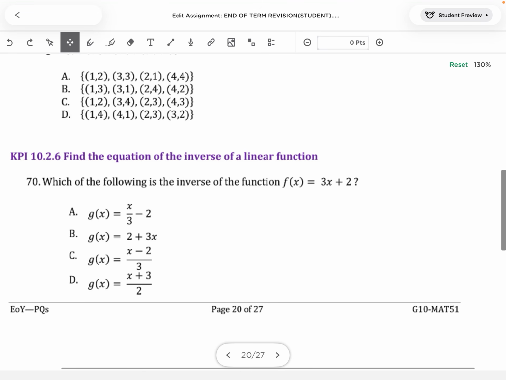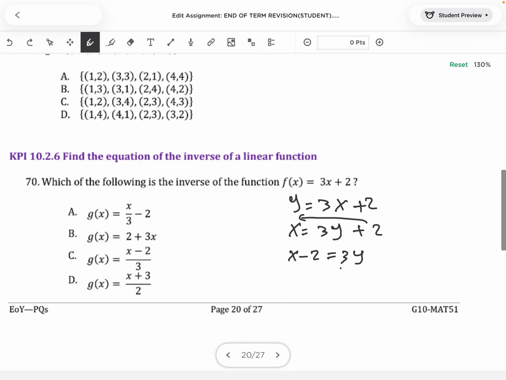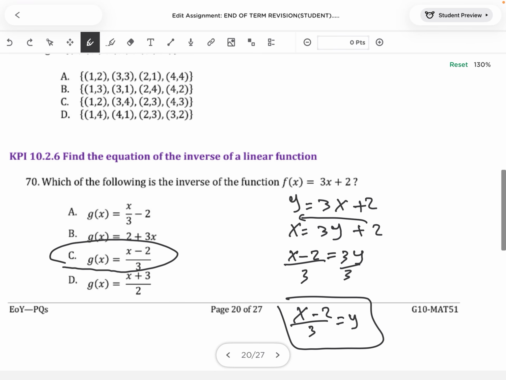69 is the same idea. 70. Which of the following is the inverse of the function? To find the inverse, instead of f, we write y. We interchange x and y. Now I need y to be alone. Send the 2 to the other side. I will have x minus 2 over 3. So x minus 2 over 3 equals y, and the answer is G. This one.